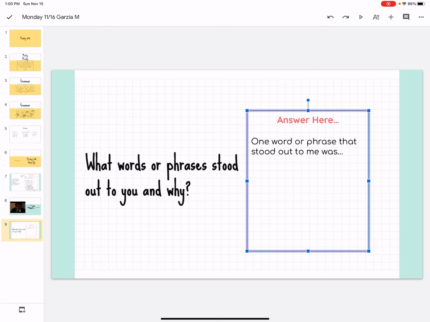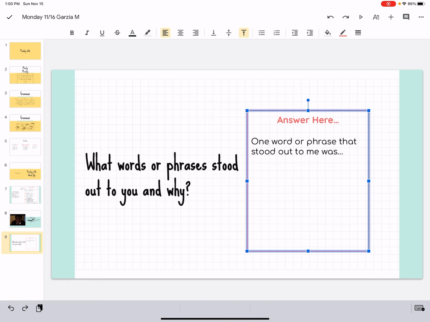We have a sentence starter here for you. One word or phrase that stood out to me was, and you tell me, what did he say that kind of stuck with you? Please do not say that he ate a whole roll of Oreos or that he danced silly. I want you to pick something meaningful that he said. What stood out to you?